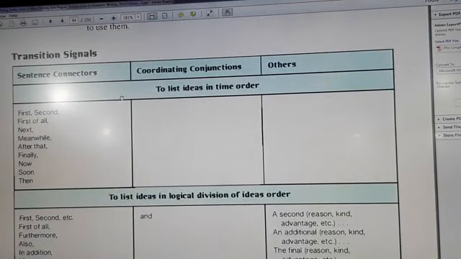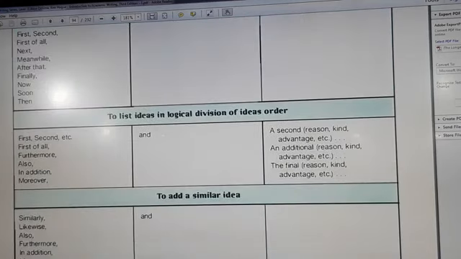So, for example, as you see here on the table, they are divided under different titles. Some of them are sentence connectors. It means that they connect sentences, like first, second, first of all, next, meanwhile, after that, finally, now. So here, these connect one sentence with another sentence. In other words, one idea with another idea.